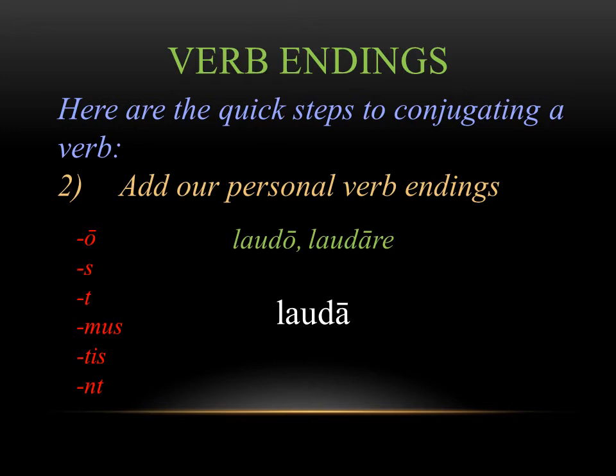Remember, your book is going to list the first two principal parts for you. So the first principal part is always the first person singular present. So laudo means I praise. We would get this by bringing down that -o ending and attaching it to our present stem. So laudo is I praise. For the others though, we're taking the present stem and just adding our endings.